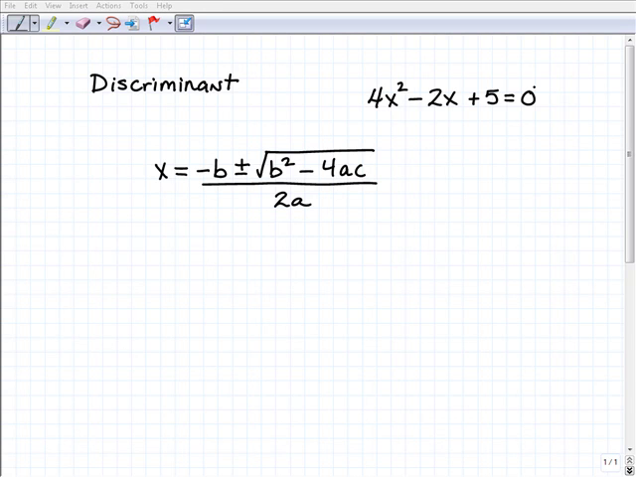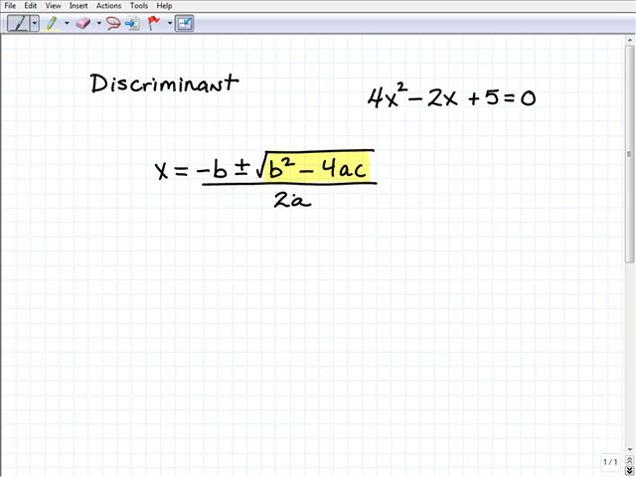Hello, and what we're going to be doing here in this video is talking about the discriminant. The discriminant is technically just a part of the quadratic formula. You can see here I have the quadratic formula written out, and the discriminant refers to this part right here. What's right underneath this radical, that is the discriminant.